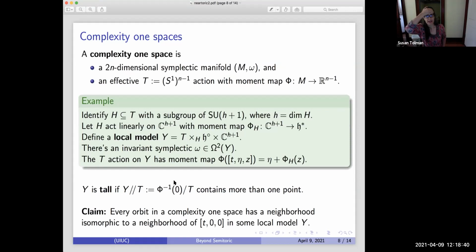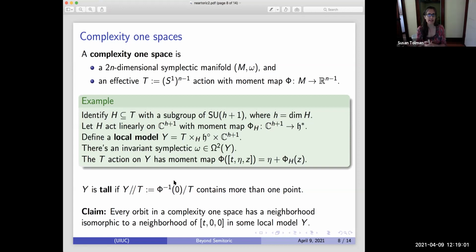So now we're going to get into it. I've talked about semitoric, and about what examples you can construct with semitoric and what examples you cannot construct. And now I'm going to get into what we've done. How do we deal with this? So I want to take a step back and talk about complexity 1 spaces.